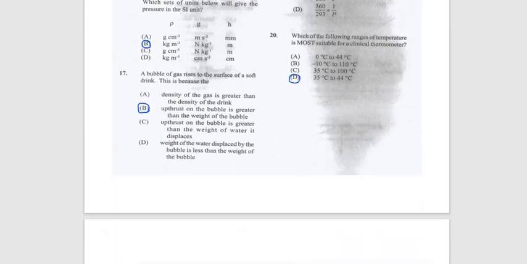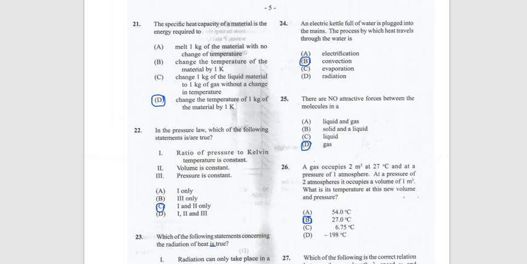Number 20. Which of the following ranges of temperature is most suitable for a clinical thermometer? D. 35 degrees Celsius to 44, because that would make the thermometer most sensitive to measure the temperature of a human. 21. The specific heat capacity of a material is the energy required to D.